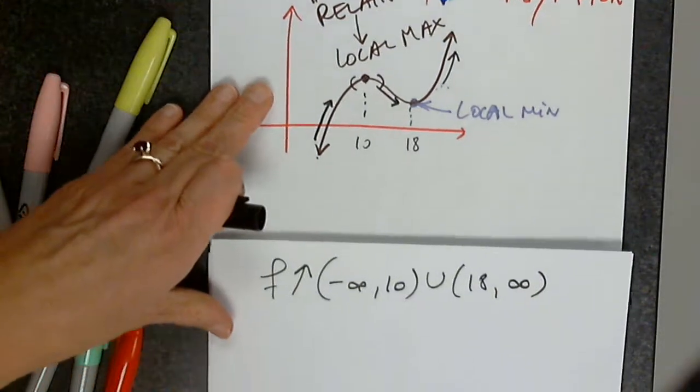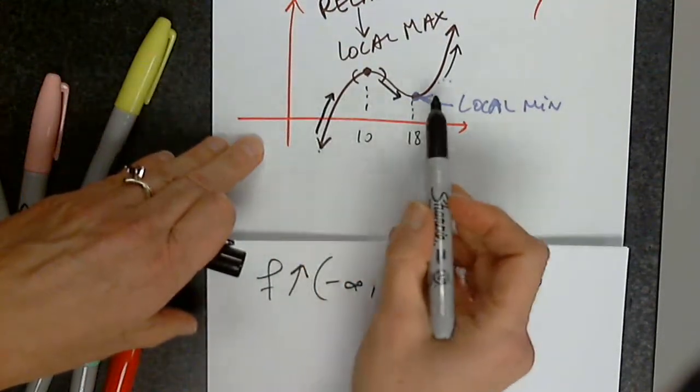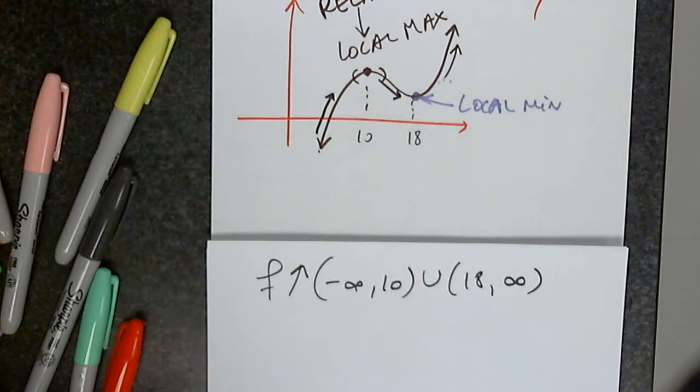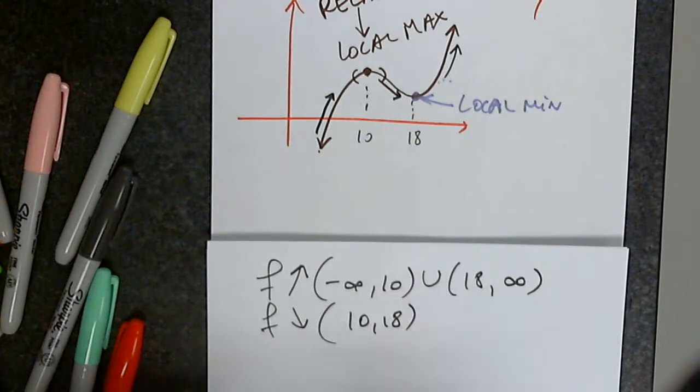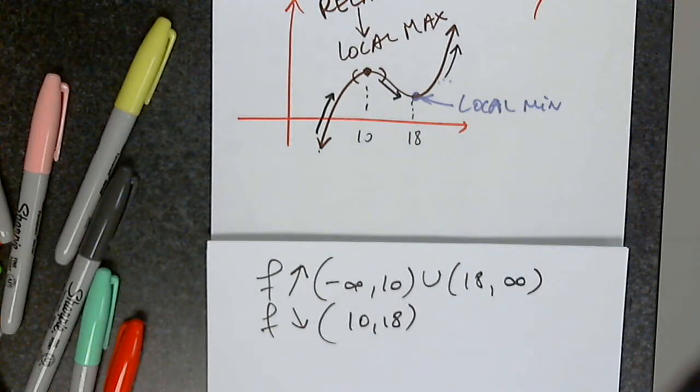Is that why you put the union there? Because it's this piece and that piece, and there is nothing else I can do. When I put pieces together that are not touching, I have to use the union. Yes, thank you. Very good question. So here is 10 to 18. So the function is decreasing or increasing.